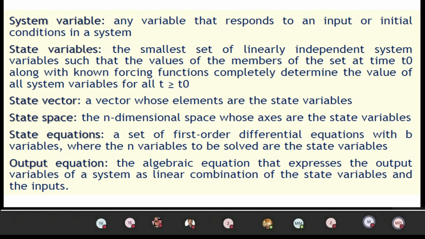A state vector is a vector whose elements are state variables. The state equations are a set of first order differential equations with n variables, and these n variables are called state variables. The output equation is an algebraic equation that expresses the output variables of the system as a linear combination of the state variables and the input variables. These are the various things we should know.